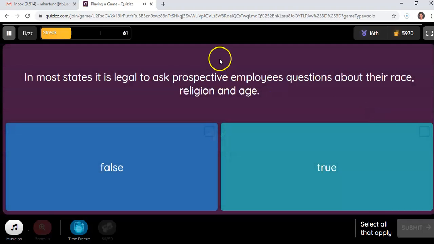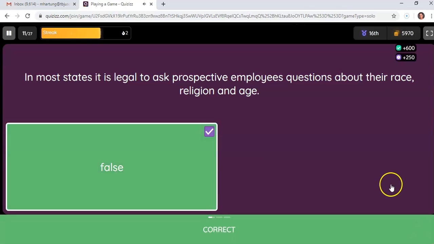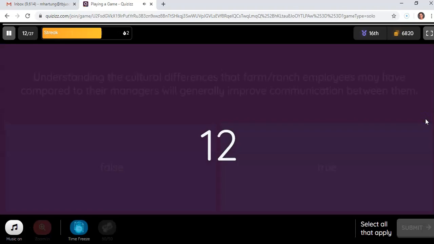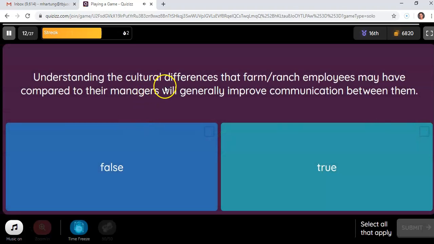In most states, it is legal to ask prospective employees questions about their race, religion, and age. Definitely not. Don't ever do that. Bad. Very bad. Understanding the cultural differences that farm ranch employees may have compared to their managers will generally improve communication between them. That's a really good idea. I'm going to say true on that.